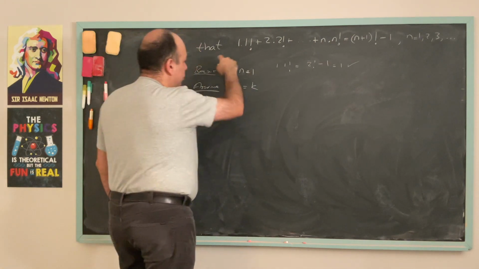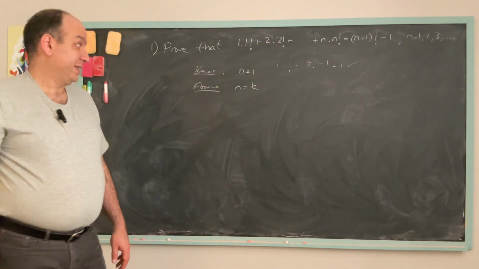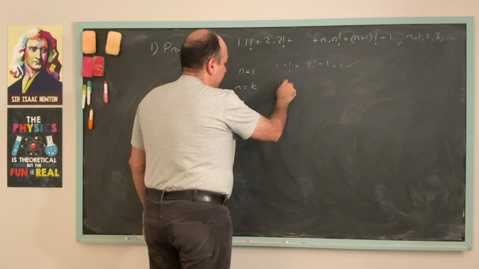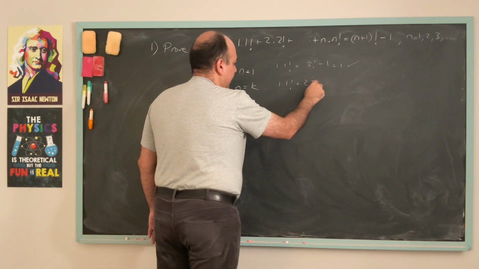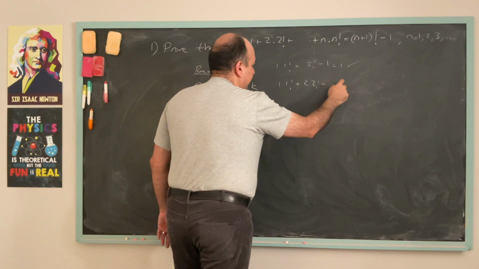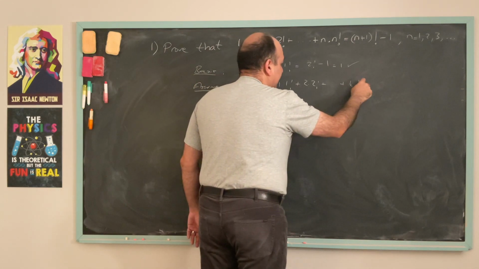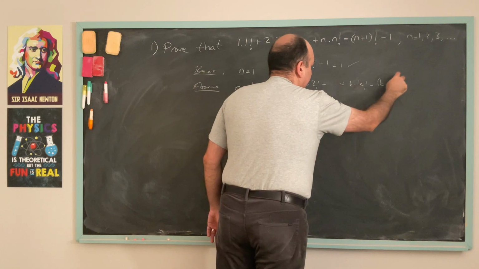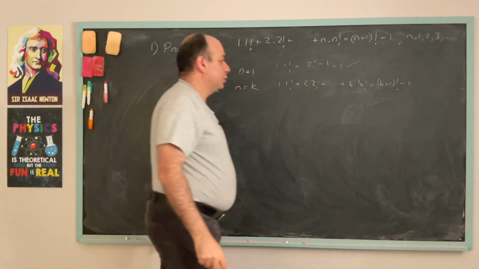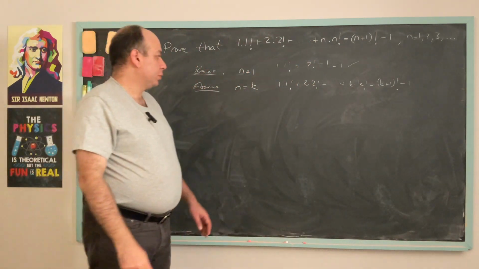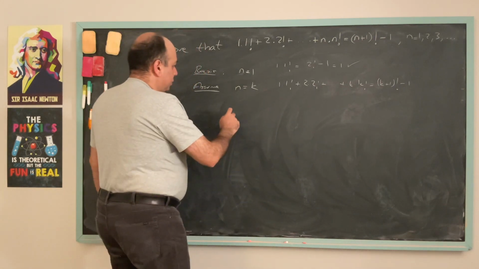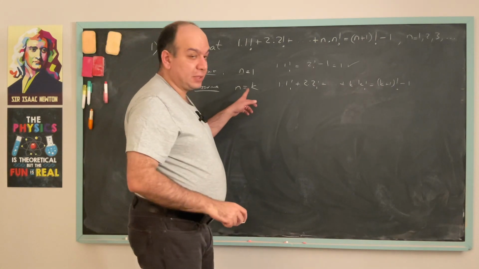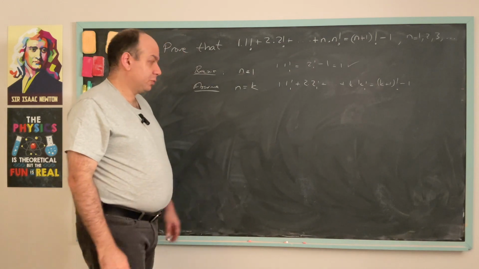So then we will assume that this also holds true for n is equal to k, right? So what does that mean? 1 times 1 factorial plus 2 times 2 factorial plus ... plus k times k factorial is equal to k plus 1 factorial minus 1. So I assume that this also holds true. So the next step is to check whether n is equal to k plus 1 also holds true.